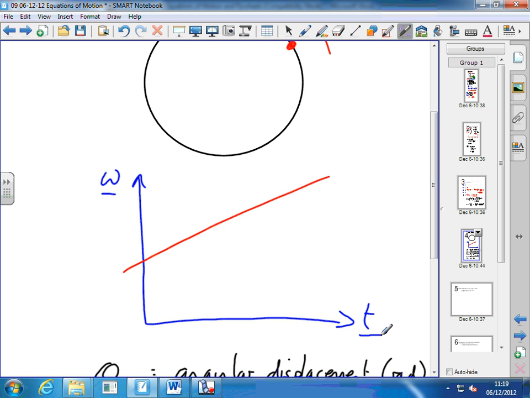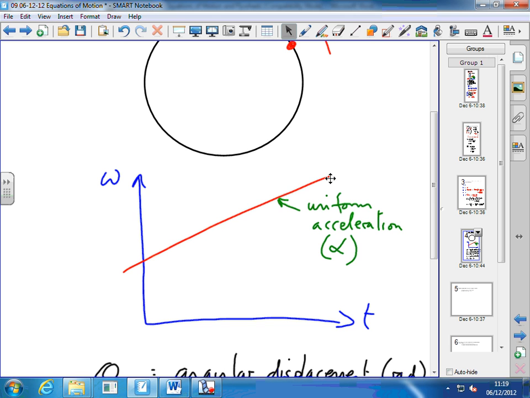And again, we've got a situation where the angular velocity is increasing. So it's accelerating, a uniform acceleration as before. But it's accelerating in a rotation. You know, the rate of rotation is increasing. And we call that alpha. So the acceleration is alpha.